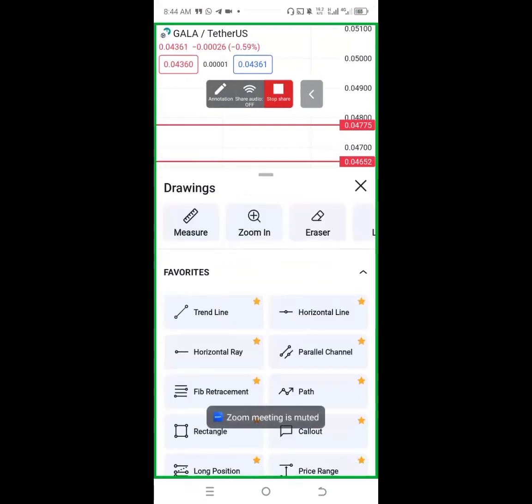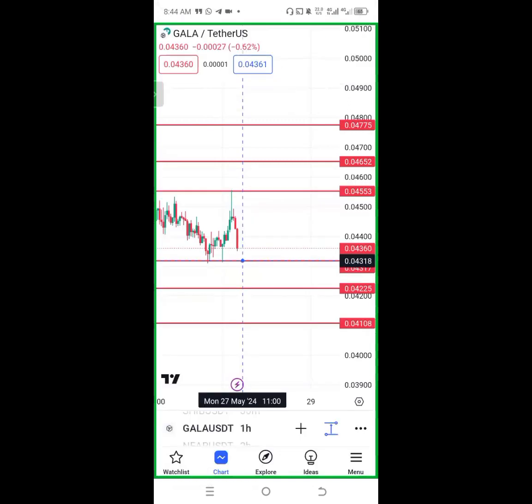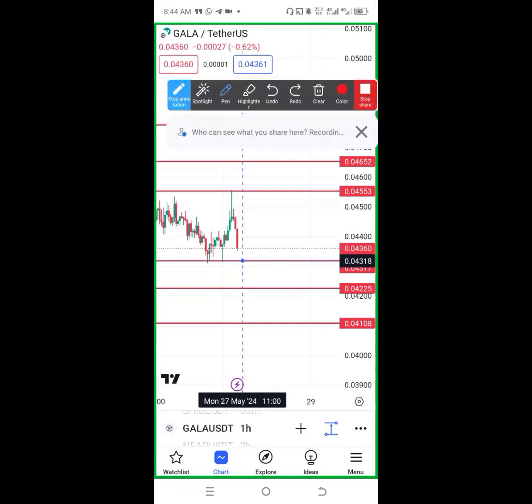If you're going to preset here, it will be 0.04318. That is the one highlighted in black. So meaning you expect the price to come to this point, all right? Once it comes to that point, it will reverse.